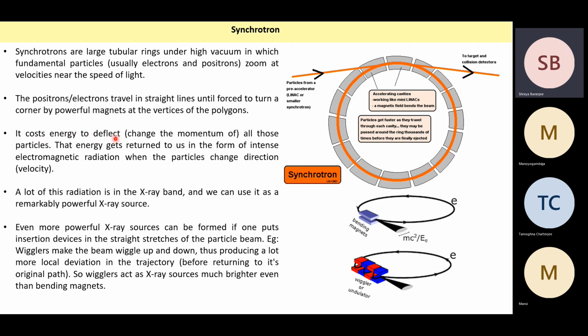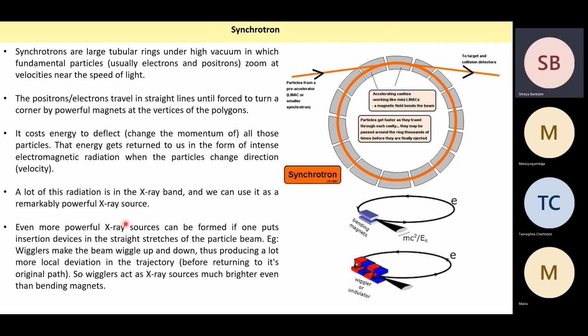It costs energy to deflect or change the momentum of the electrons, and that energy is returned to us in the form of intense electromagnetic radiation. So whenever the electron is changing direction, it is losing energy in the form of electromagnetic radiation, and most of this radiation is in the range of X-rays. So the energy that is lost in changing direction can be used as a very powerful X-ray source.